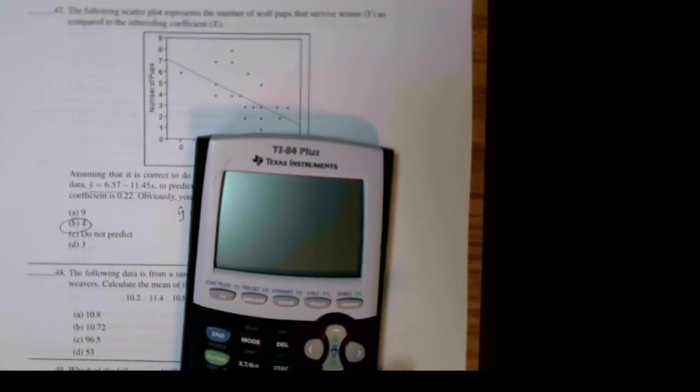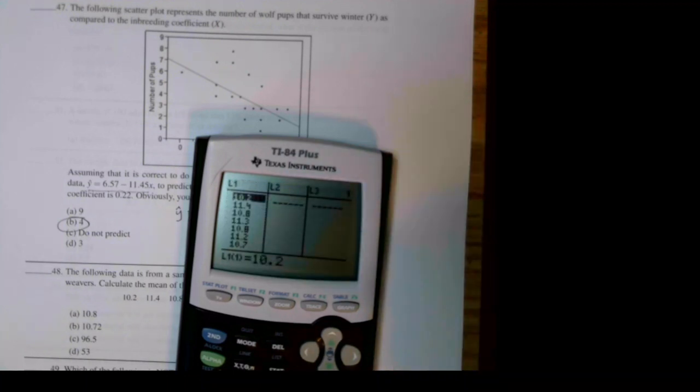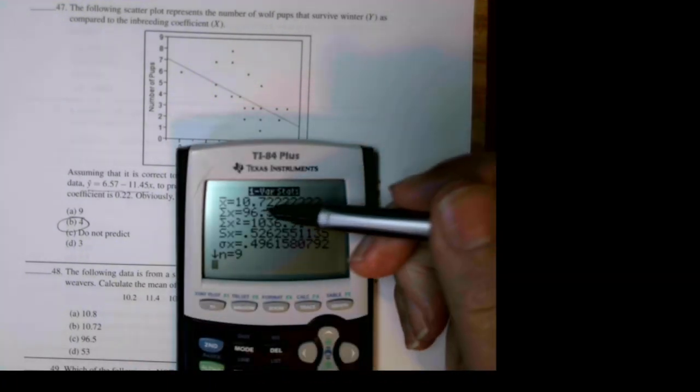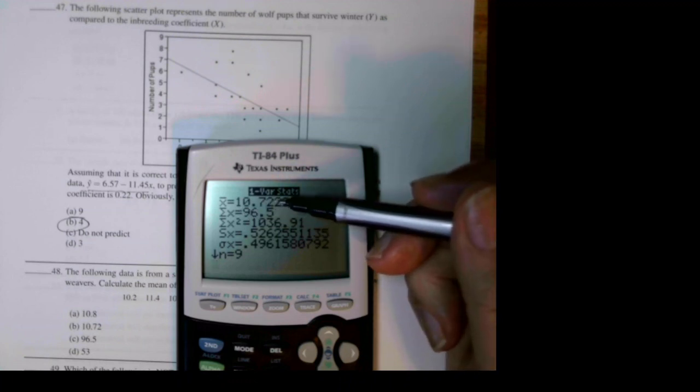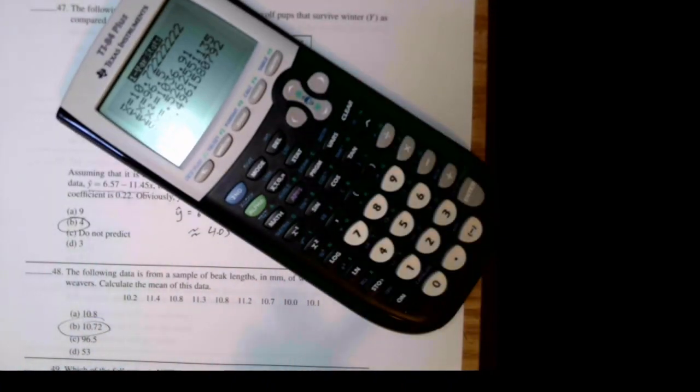Okay, number 48. The following data is from a sample of beak lengths of white-browed sparrow weavers. Calculate the mean. So you do this the way you do any such thing. Go to Stat, Edit, and put the numbers in list L1. You can see I've already put them in there. And then you would go to Stat, over to Calc, and just choose one var stats, once to put it on the screen and once to actually do the computation. And the mean, x bar, is the very top thing here, 10.72 approximately. So we would choose 10.72.